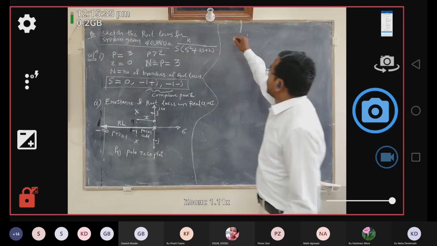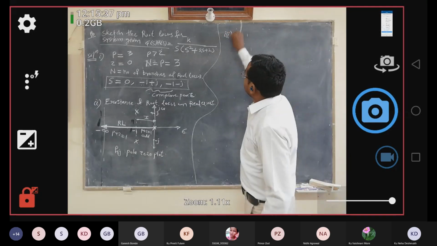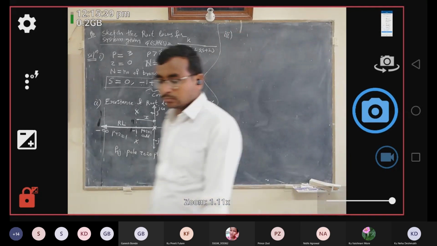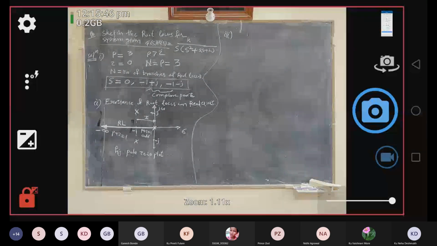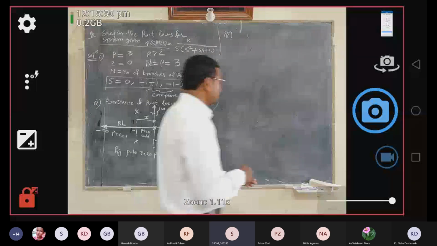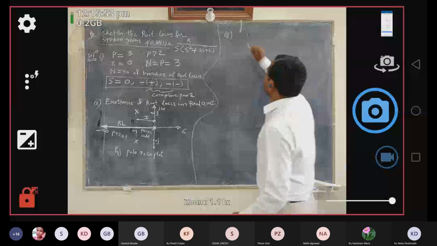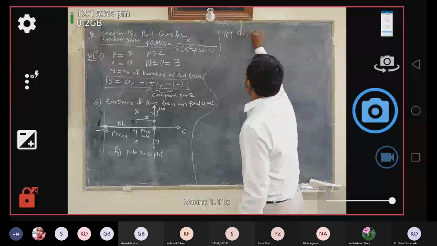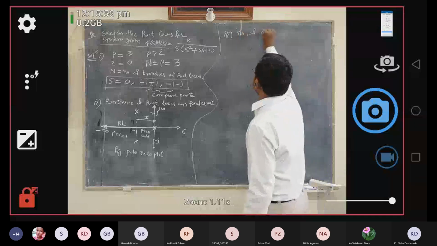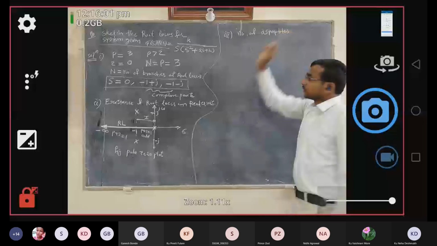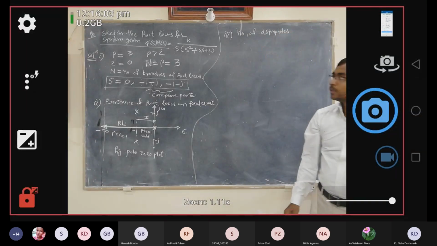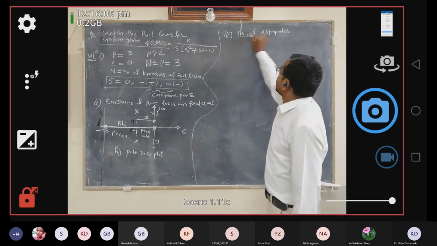Then step number 3. Tell me the next step. Number of asymptotes. Okay, तो asymptote कब प्रेजेंट रहेंगे?